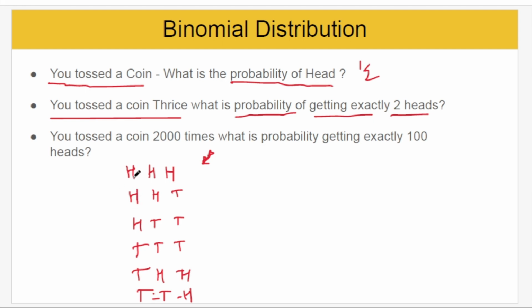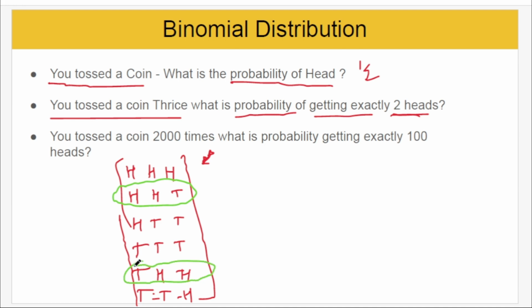How do we calculate that? We are calculating exactly two heads. Suppose this is our sample space. What are your favorable outcomes for exactly two heads? I will change the color: this one and this one. Correct, two. So what is the probability of getting exactly two heads? It is 2/8, so it is equal to 1/4.